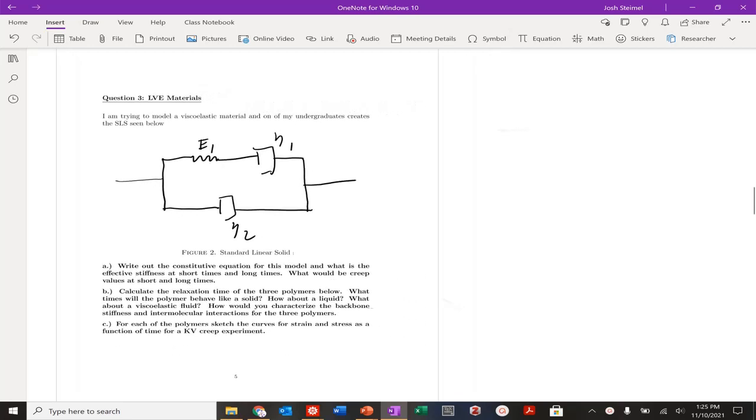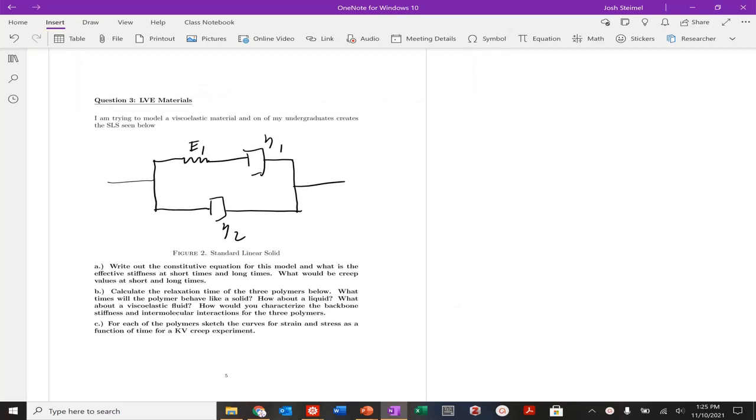All right, so let's go ahead and start with our problem number 3, linear viscoelastic materials. So I'm trying to model a viscoelastic material. One of my undergraduates drew this, or is proposing this SLS below. So: the constitutive equation for the model, stiffness at short times and long times, what would the creep values be at short times and long times? So let's go ahead and look at and draw this material.